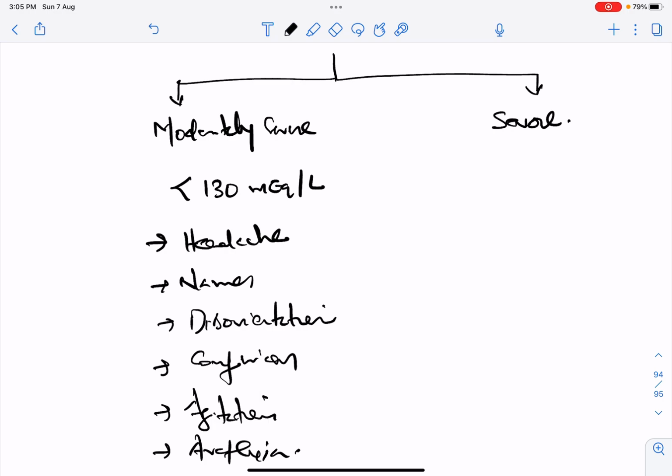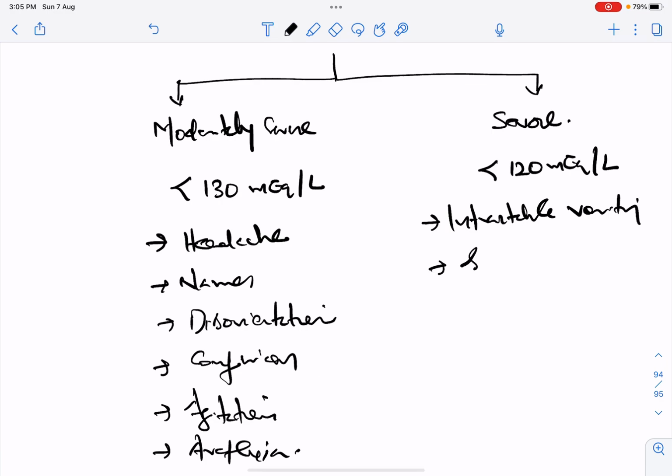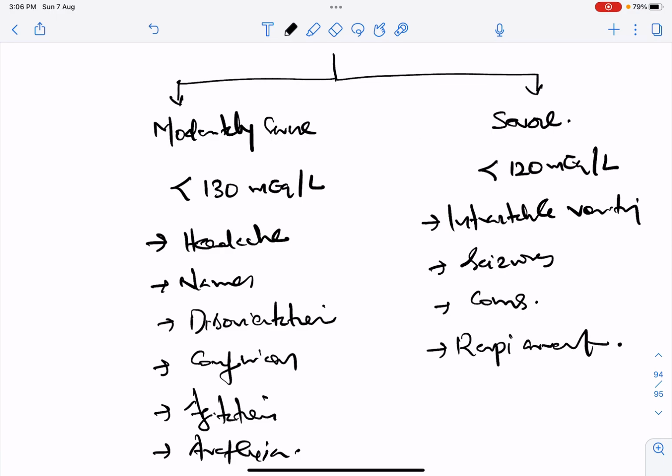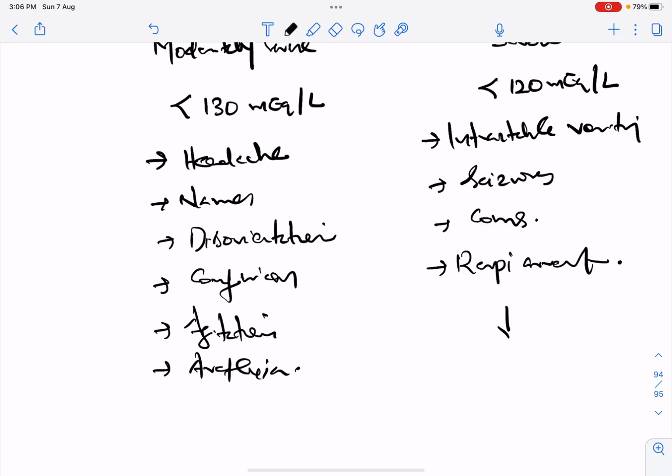The severe symptoms of hyponatremia start at a sodium concentration below 120 milliequivalents per liter, and include intractable vomiting, seizures, and the patient might be in coma, or ultimately go into respiratory arrest due to brainstem herniation. Patients with severe symptoms are candidates for treatment with 3% saline infusion.